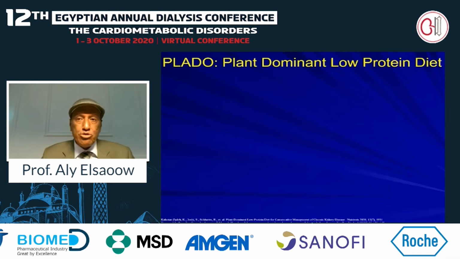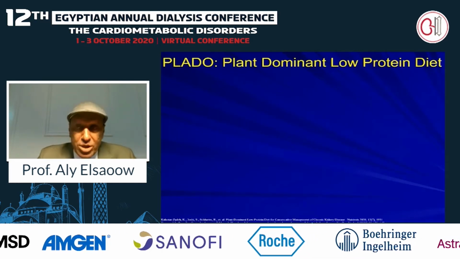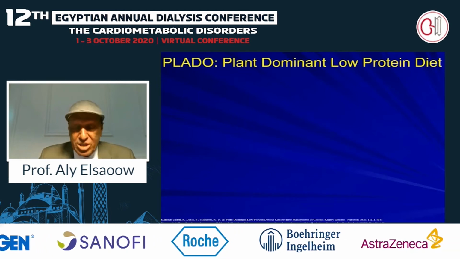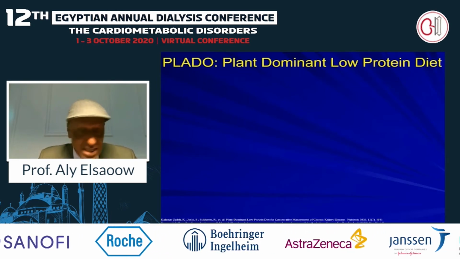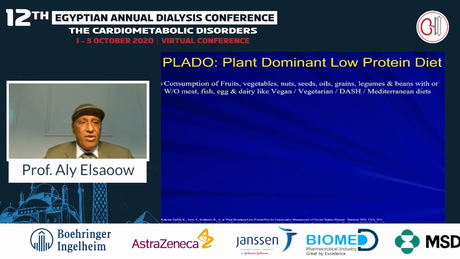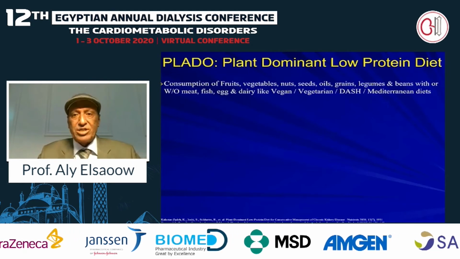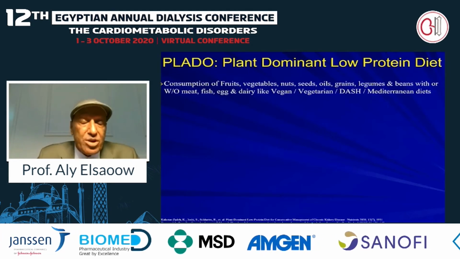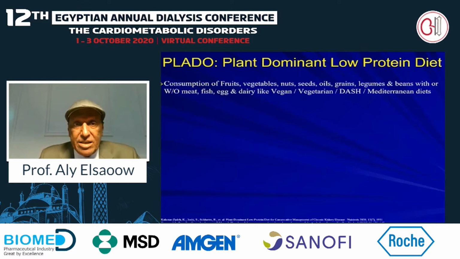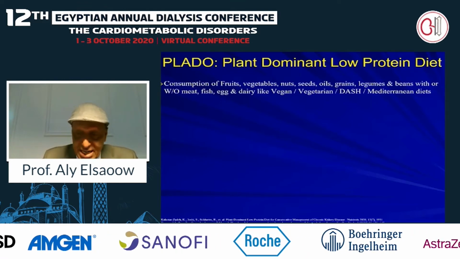This brings me to talk about the plant-dominant low-protein diet that has been promoted recently and pushed aggressively by some authorities. It's interesting to know about it. First of all, it's consumption of fruits, vegetables, nuts, seeds, oils, grains, legumes, and beans, with or without meat, fish, egg, and dairy products, like the vegan diet, vegetarian diet, DASH, or Mediterranean diet.